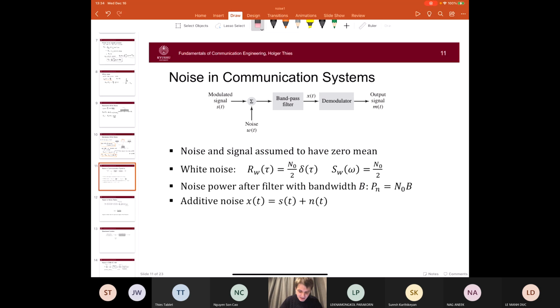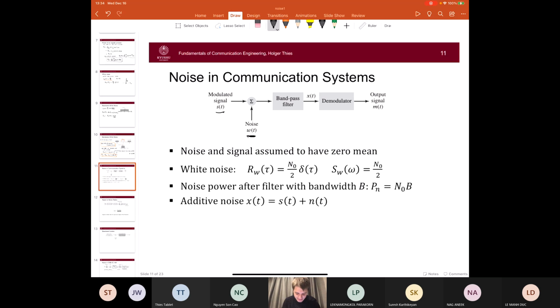The model for noise that we will use in this lecture is always the same. So we have some signal. Now both signal and noise, we have signal and noise, and both will be random processes, right? And we assume that both noise and signal have zero mean.